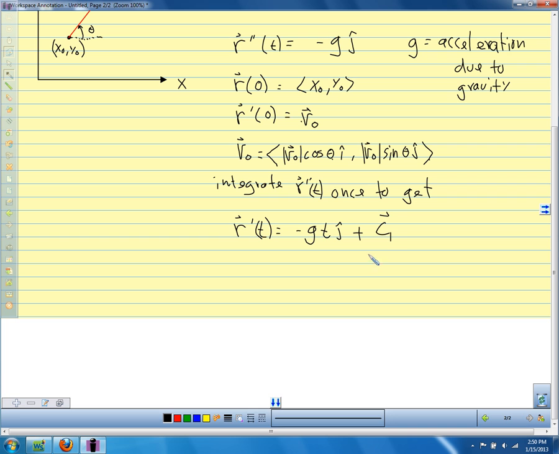We plug in t equals 0, our initial condition, and solve for C1. This tells us that C1, our vector constant of integration, equals our initial velocity. I'm just substituting time equals 0. So C1 is going to be our initial velocity.